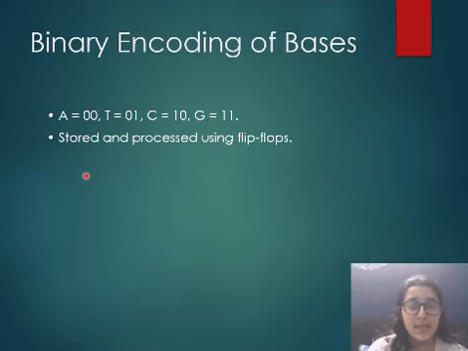Since DNA bases are A, T, C and G, we need a way to represent this in binary. That's where encoding comes in. A is equal to 00, T is equal to 01, C is equal to 10 and G is equal to 11. Flip-flops store these codes, making it possible to run DNA data through digital logic systems and processors. It's like translating from a foreign language to binary.